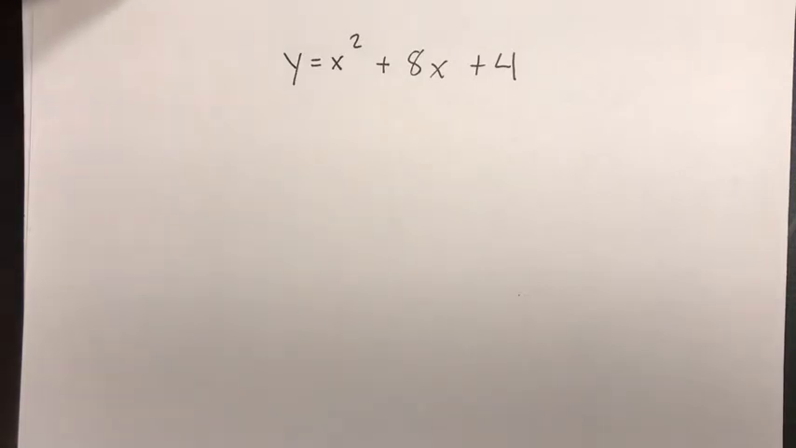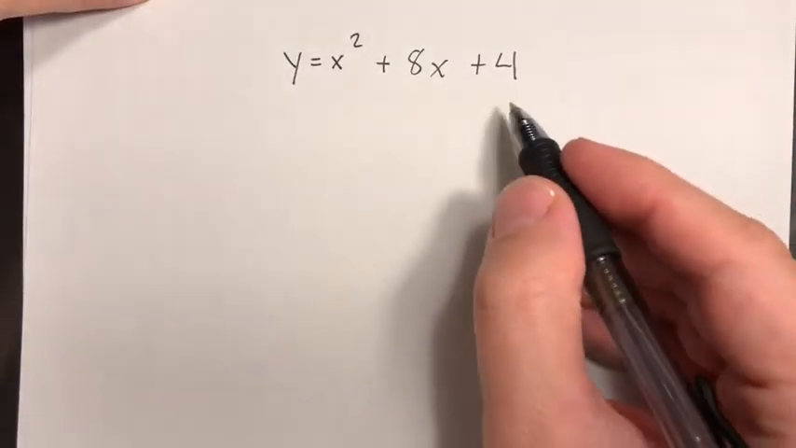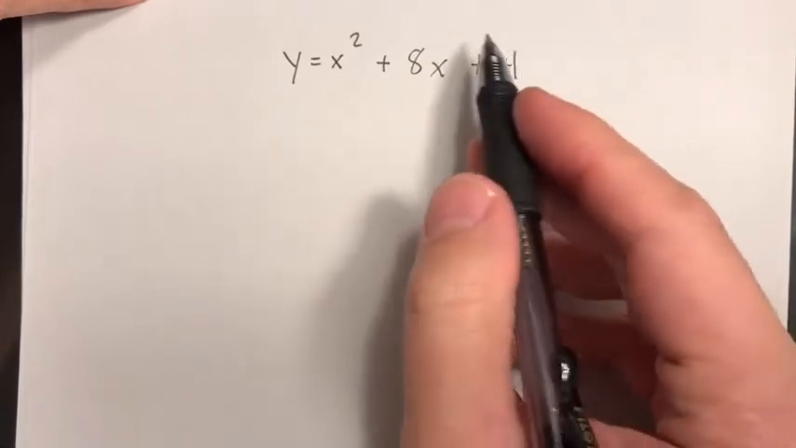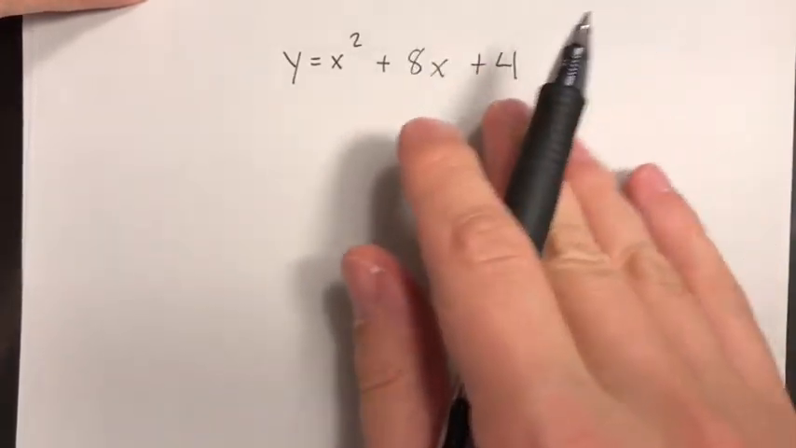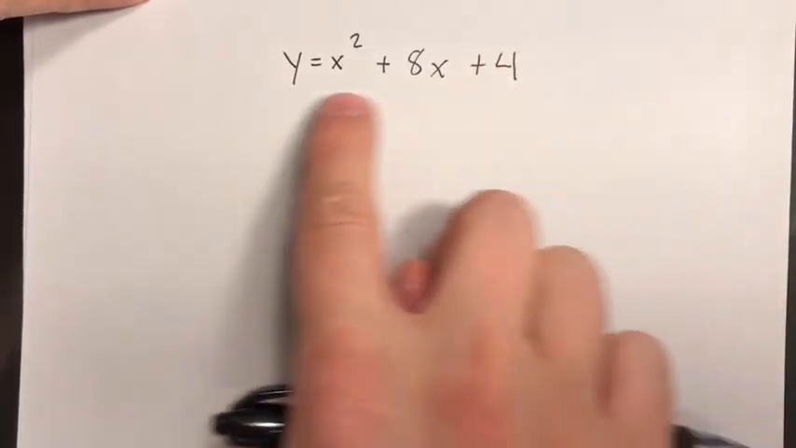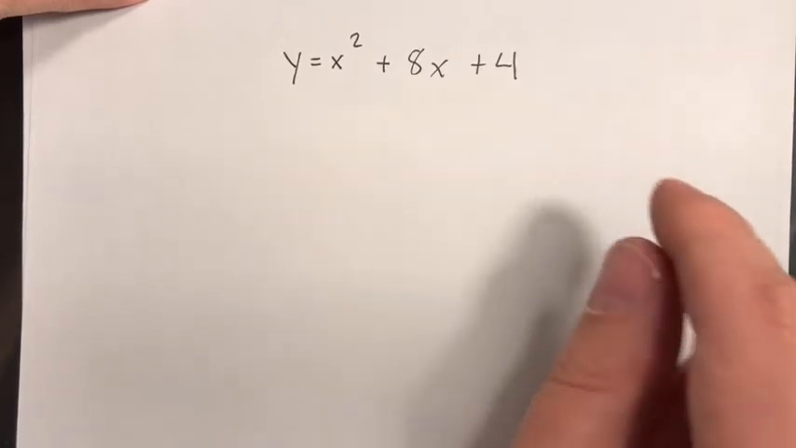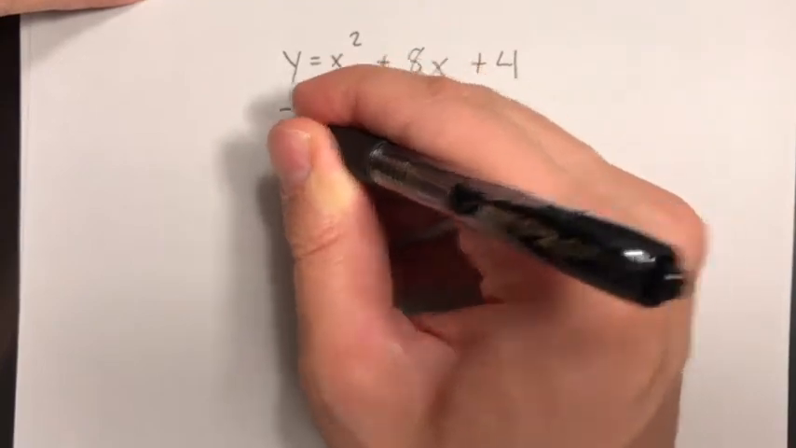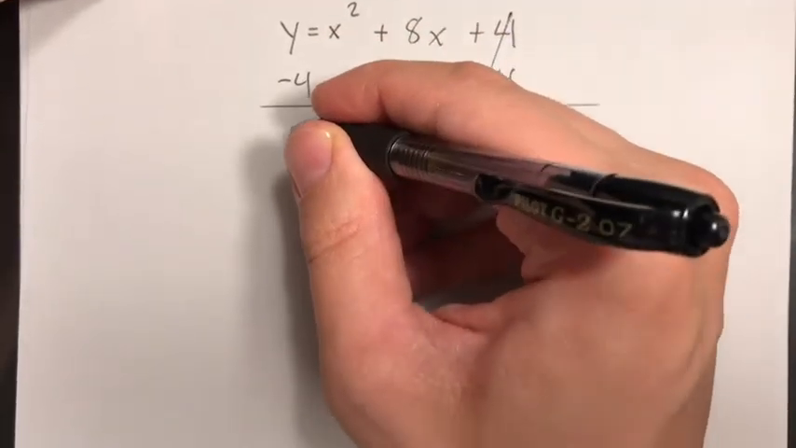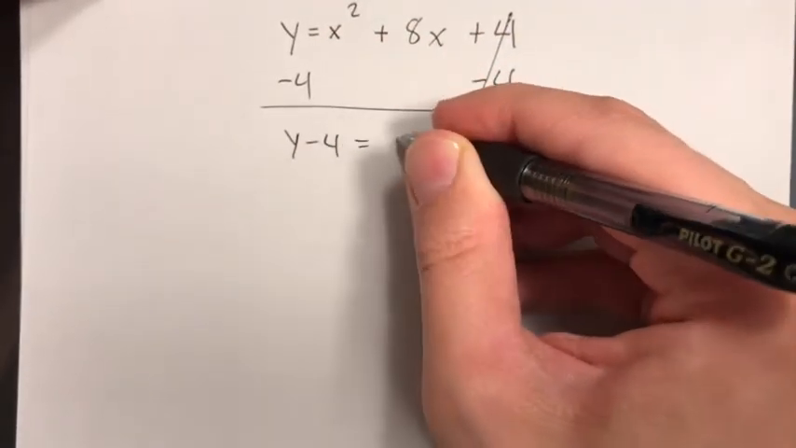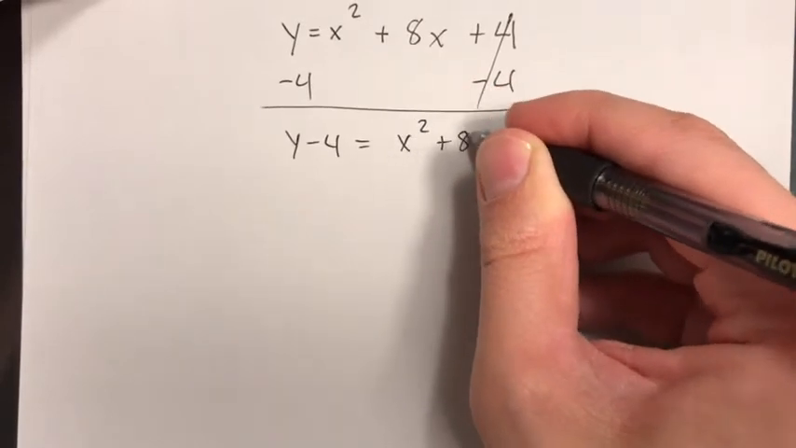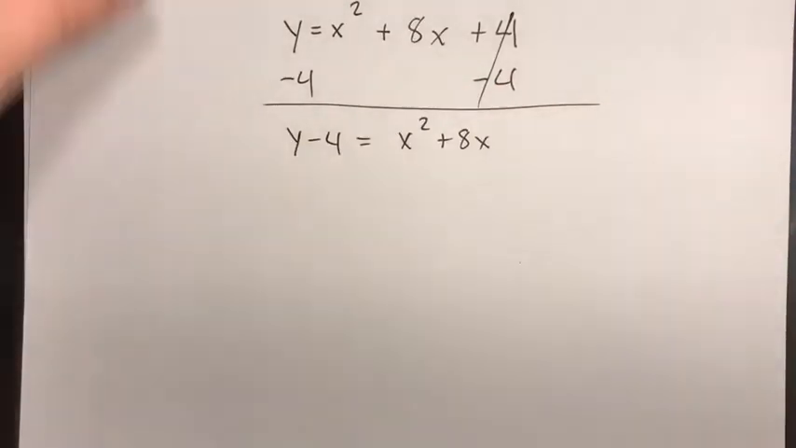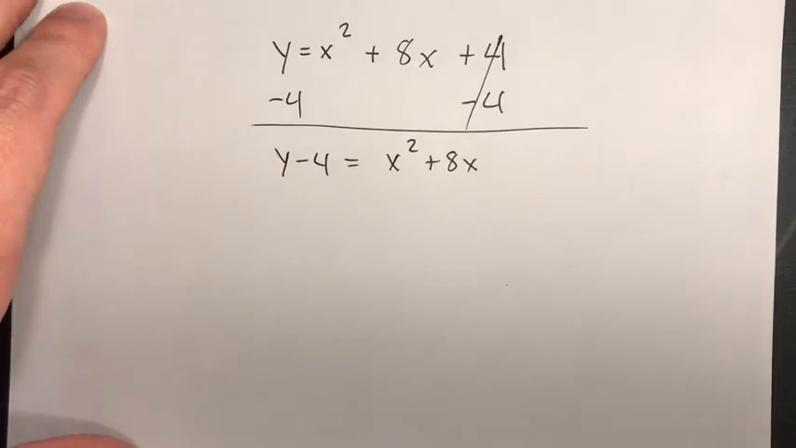So quick reminder, the first step is we're going to move this 4 over to the other side because we want to pick our own number that will make a nice completed perfect square on the right hand side to make it more like vertex form. So here we go. Subtract 4, subtract 4. I'm going to end up getting y minus 4 equals x squared plus 8x, and then I have this gap here.